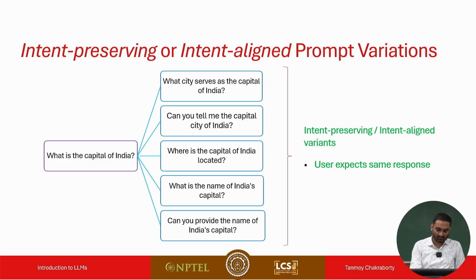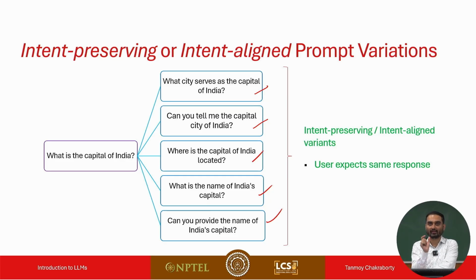Okay, so what do I mean by intent preserving prompt variations? Let's say the question is, what is the capital of India? Your variations of the prompt are: What city serves as the capital of India? Can you tell me the capital city of India? Where is the capital of India located? What is the name of India's capital? Can you provide the name of India's capital? These are all different paraphrases of the same prompt.